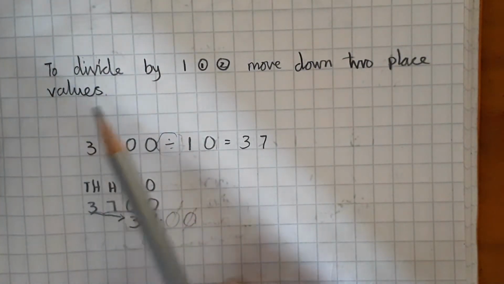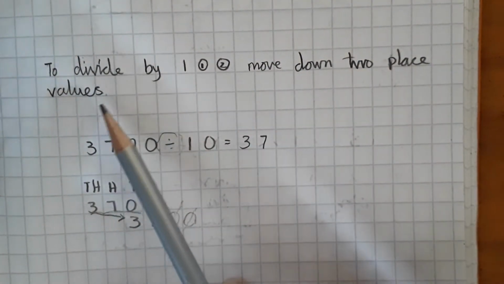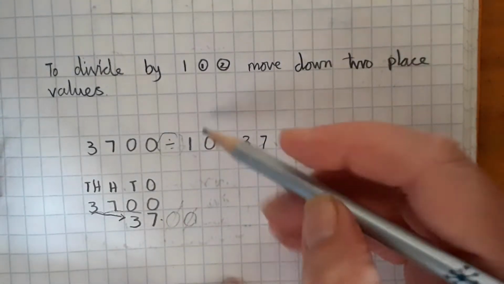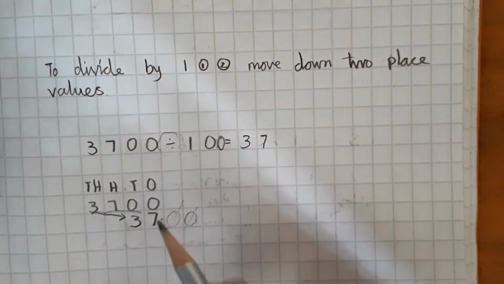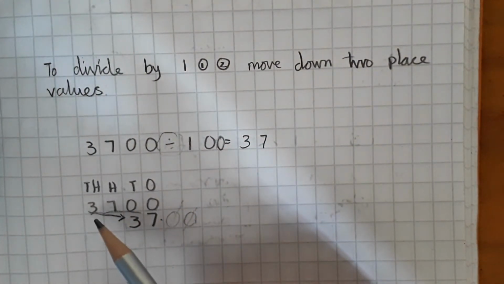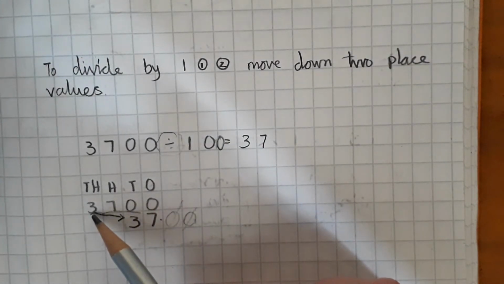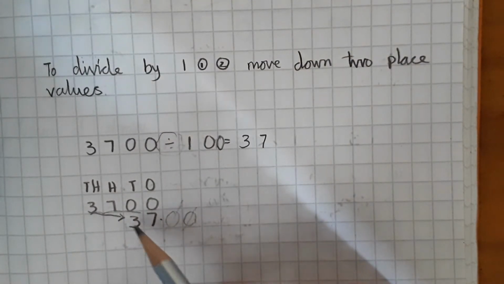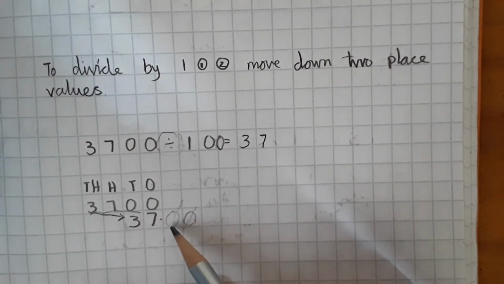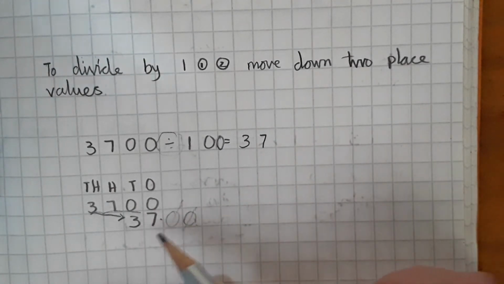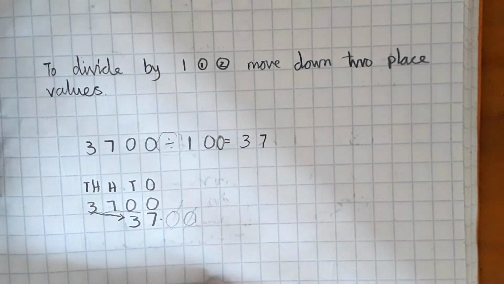And here we've done to divide by 100, you move down 2 place values. So we've got 3,700 divided by 100, and we're moving down 2 place values. Our 3 that's in the thousands goes 1, 2, and then the 7, 1, 2, and our zeros would move into the tenths and the hundredths, but because they're not worth anything, we are going to have our answer of 37.